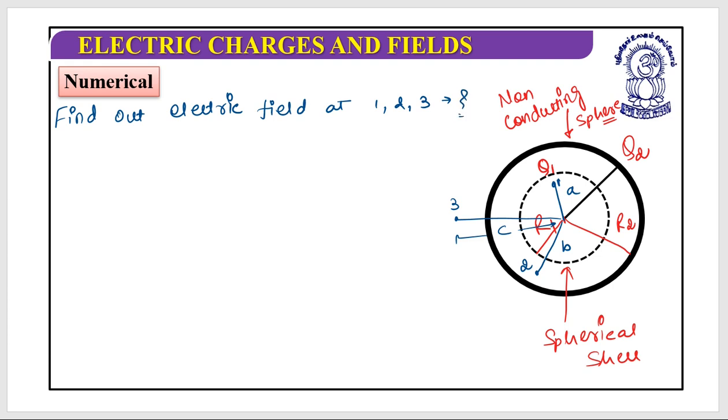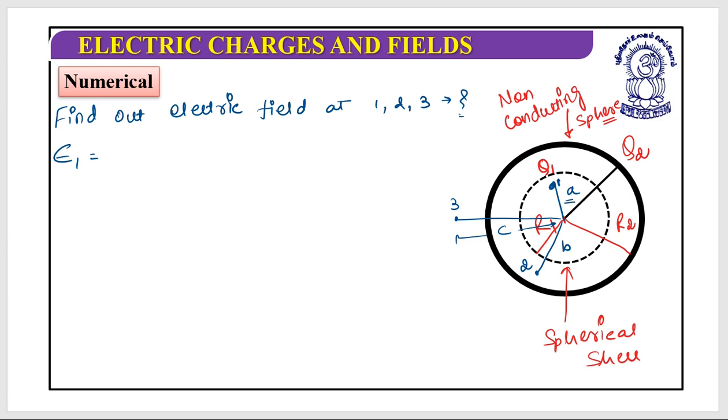Now how can you do this? Tell me, how can you do this? Let's say I need to find out the electric field at the first location. I need to re-examine the situation at the first location. Which are the objects which will give me an electric field? I have two objects. One is the non-conducting sphere and another is the spherical shell.